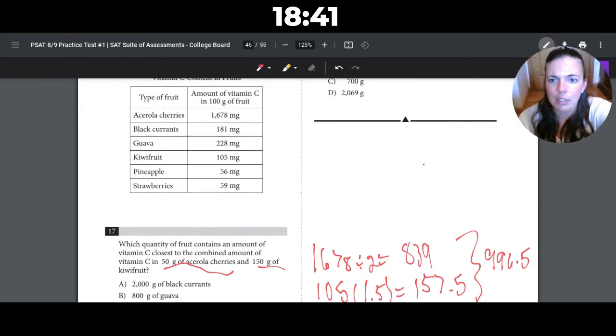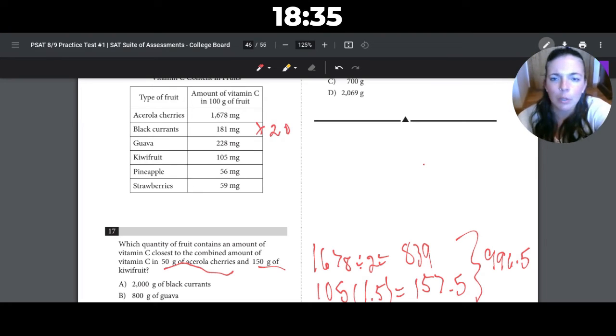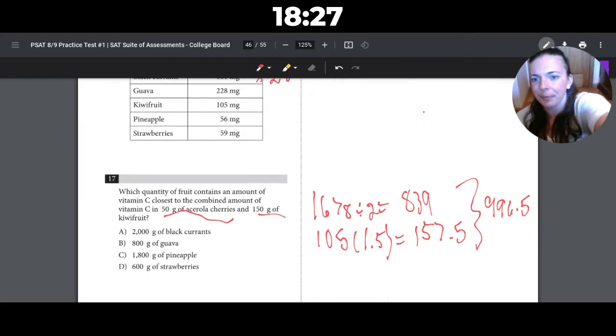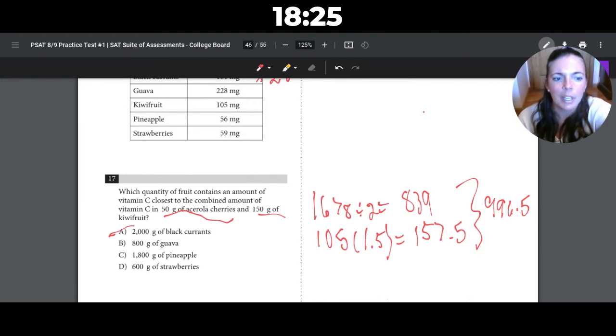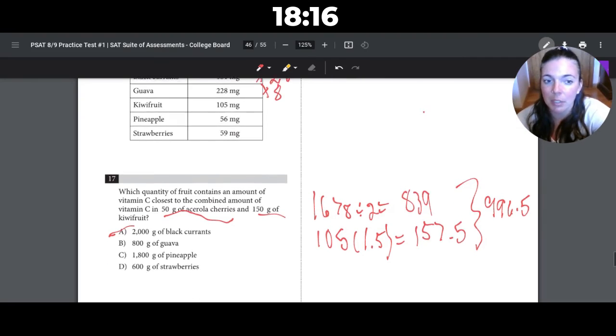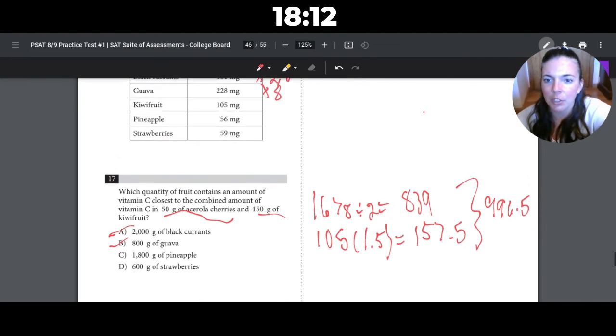So 2,000 grams of black currants. Black currants have 181 per 100 grams, and 2,000 grams, we have to multiply this by 20. So that's going to be well over 2,000. Yeah, so that is way too high. So A does not work. 800 grams of guava. So let's multiply this by 8. That would be like 1,600. I mean, that's still pretty far off. I don't think that's going to be it.